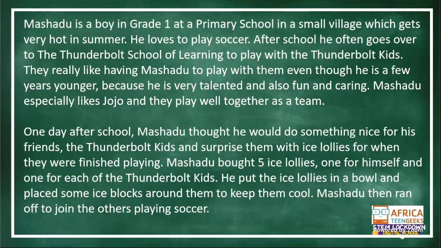One day after school, Mashadu thought he would do something nice for his friends, the Thunderbolt kids, and surprise them with ice lollies for when they were finished playing. Mashadu bought 5 ice lollies, one for himself and one for each of the Thunderbolt kids. He put the ice lollies in a bowl and placed some ice blocks around them to keep them cool. Mashadu then ran off to join the others playing soccer.